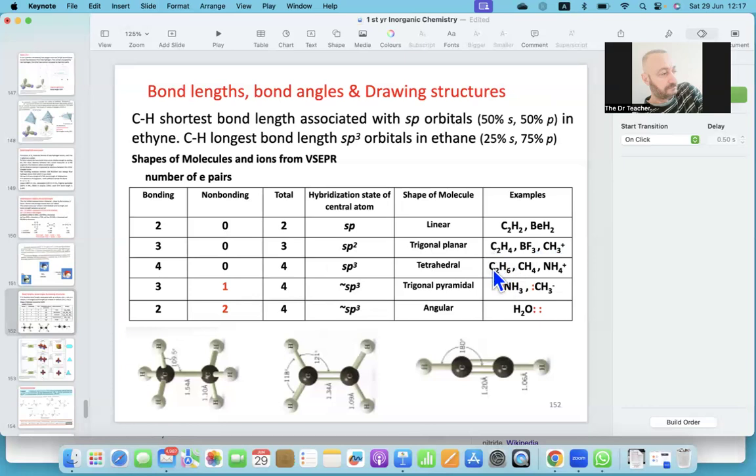In ethane, methane, the ammonium group, we can find the shape is tetrahedral.